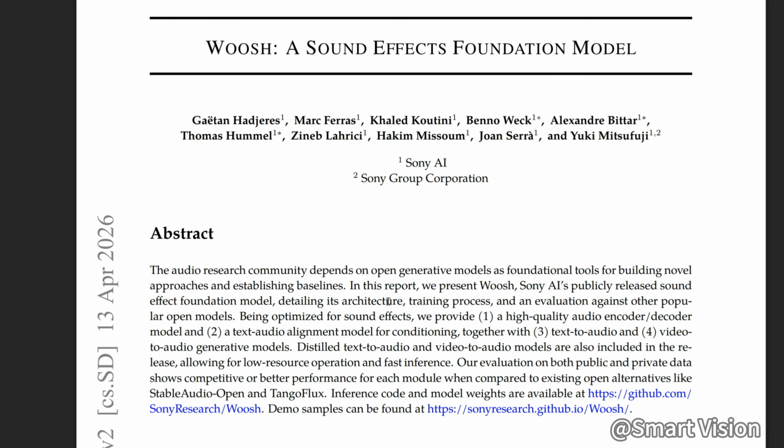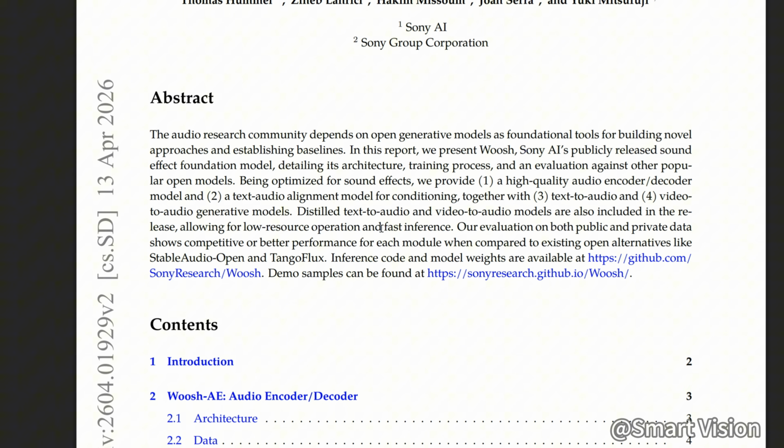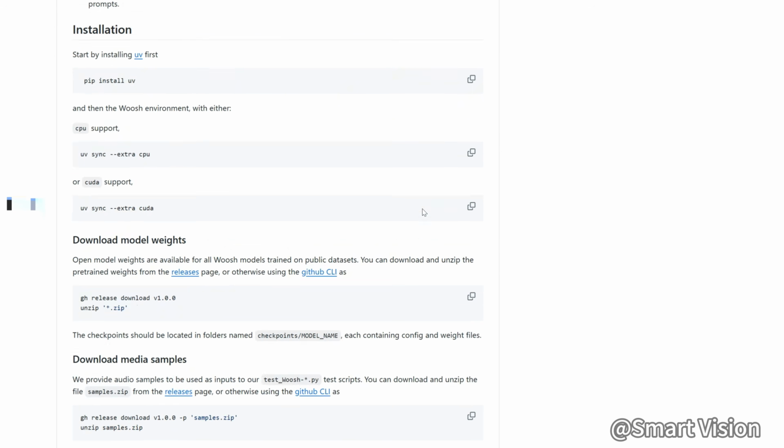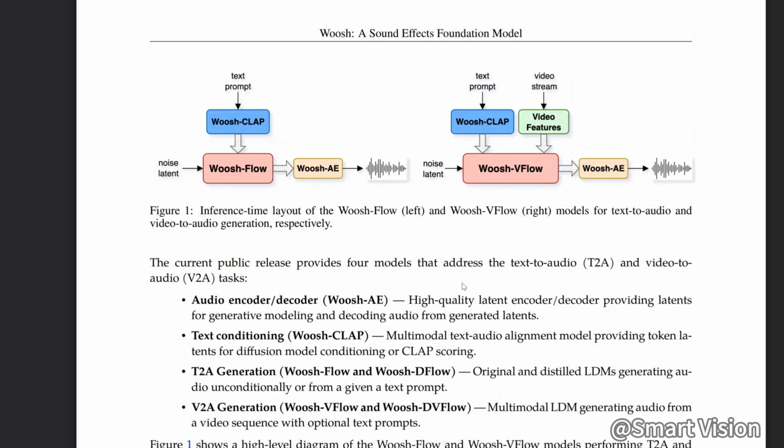The second technology I'm most excited about is Woosh. This is a brand new system released by Sony. At its core, it's not a traditional sound library, it's a sound effects foundation model. In simple terms, it learns one thing: what kind of sound should match a given visual or text. Under the hood, it uses multimodal alignment and diffusion-based generation, allowing it to generate sound effects directly from text or video. It's very powerful, and also lightweight.